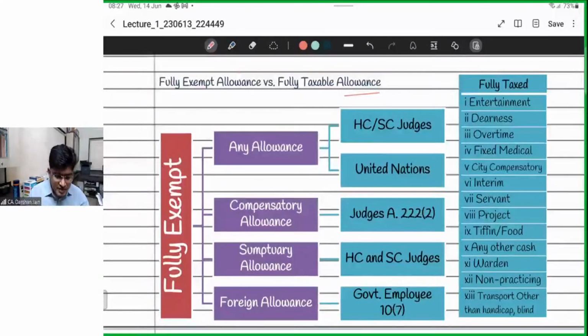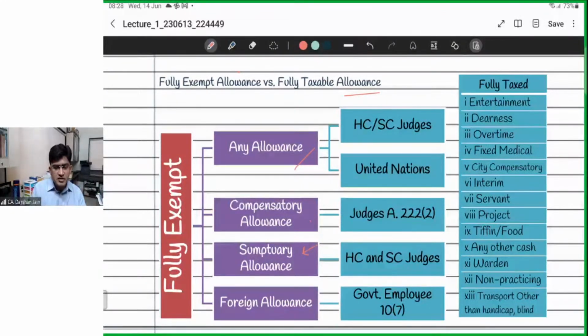So what is fully exempt? Any allowance given to High Court and Supreme Court judges or officials of the United Nations. These are fully exempt entirely. Now, why would they be exempt? Well, exemptions are usually given to employees who are in a power position. United Nations officials, power position; Supreme Court judges, power position. So compensatory allowance or sumptuary allowance given to High Court and Supreme Court judges is specifically exempt. Sumptuary allowance, there would be one question, I'm sure. What is sumptuary allowance? Sumptuary allowances are usually granted to compensate expenditure incurred on entertaining visitors.